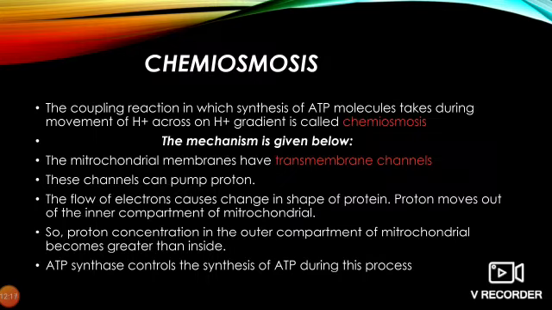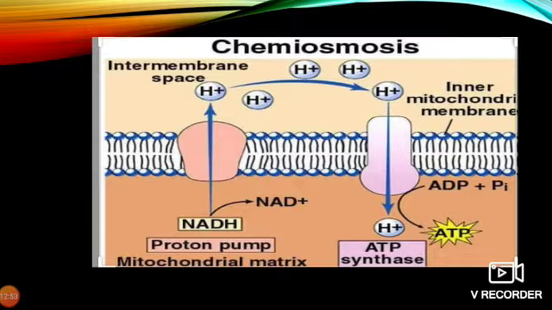The next one is chemiosmosis, the coupled reactions in which the synthesis of ATP molecules takes place during the movement of hydrogen ions across the hydrogen gradient. The mechanism is given below, how chemiosmosis takes place. The mitochondrial membranes have transmembrane channels, and these channels can pump protons. The flow of electrons causes a change in the shape of the protein. Protons move out of the inner compartment of the mitochondria, so the proton concentration in the outer compartment becomes greater than inside. ATP synthase controls the synthesis of ATP during this process.